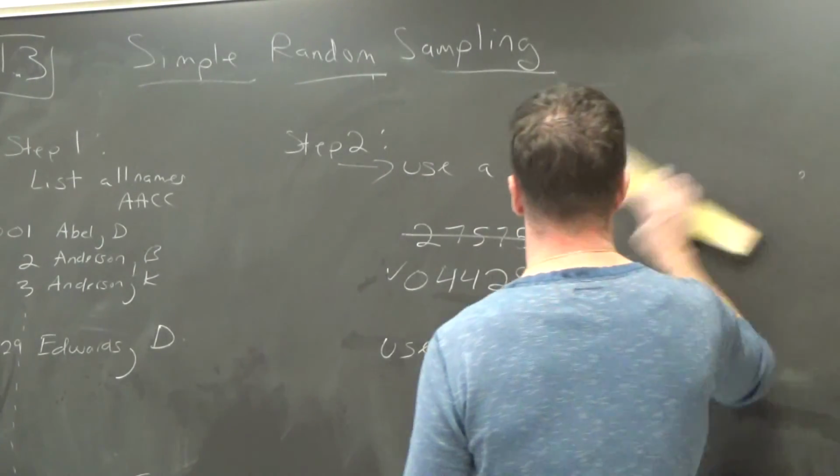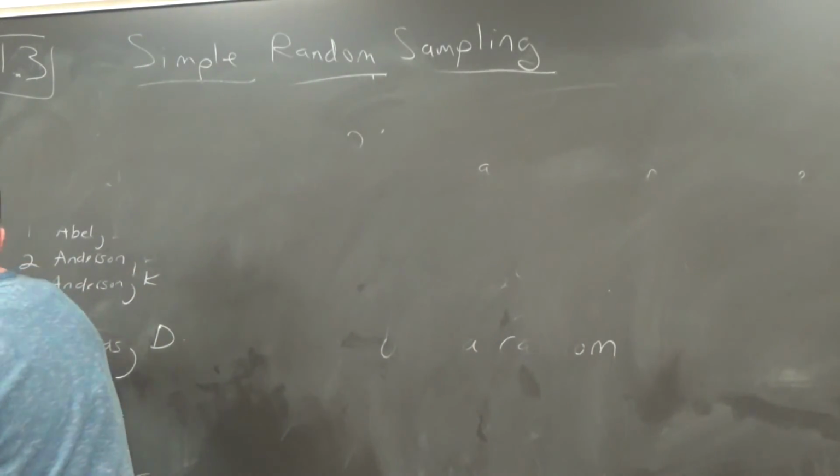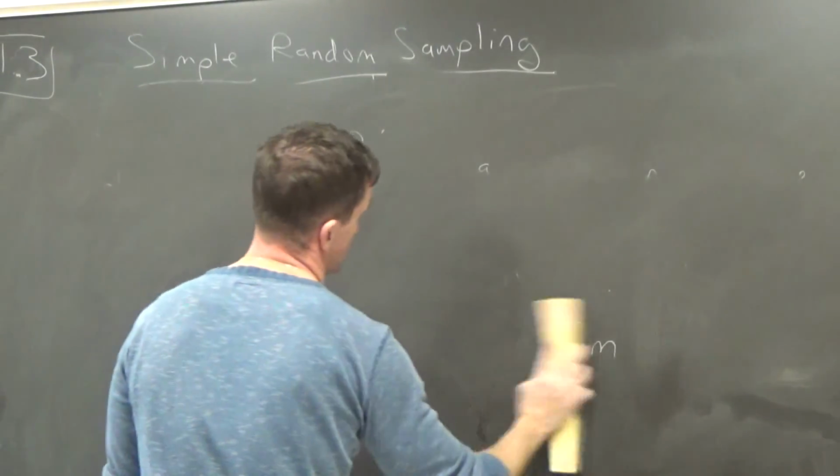So I'm going to erase this. I'm going to make up a little multiple choice question here, everyone. You've got to tell me which one's the proper one, all right? Which one of these is simple random sampling?